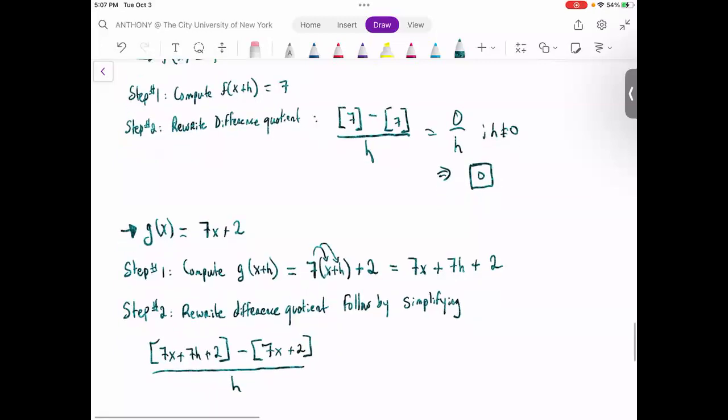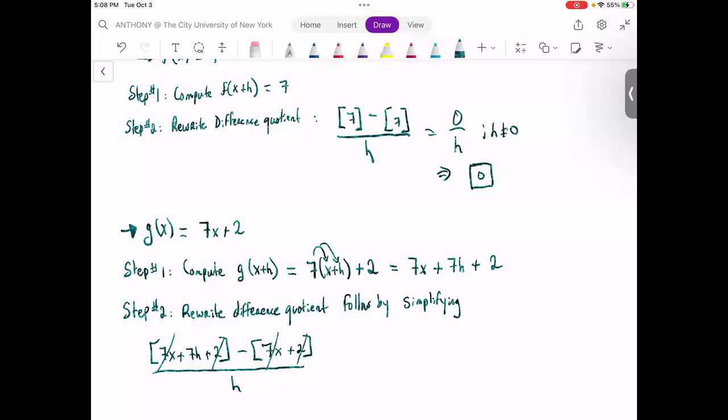Good things happen for us when you use this bracket, because now you can see that you have some more terms here. Since your g of x plus h terms are separated from the g of x terms with that minus sign, then whatever they have in common, you can cancel out. So what terms can I cancel out? 7x can go bye-bye. What else? The 2's. So all the terms of the original function are going to be wiped out when you do the subtraction in the numerator. I'll repeat myself: all the terms of the original function are going to get wiped out.